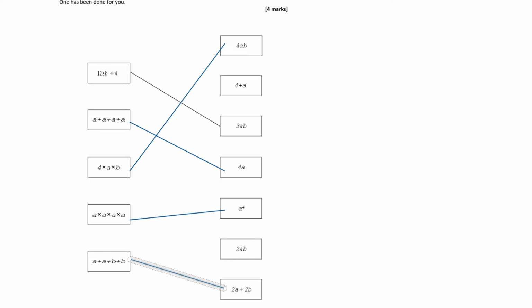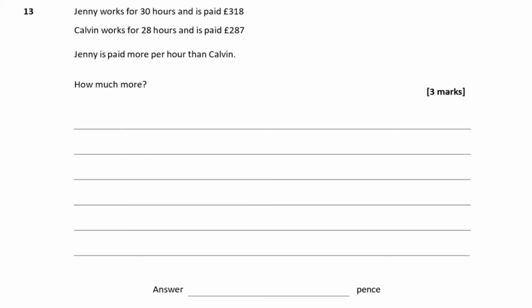Okay, so that all went rather well. Question 13. Jenny works for 30 hours and is paid £318. Calvin works for 28 hours and he is paid £287. Jenny is paid more per hour than Calvin. How much more? Well, let's find out. Let's do Jenny first. She works 30 hours and she's paid £318.